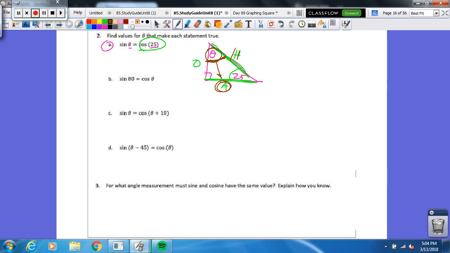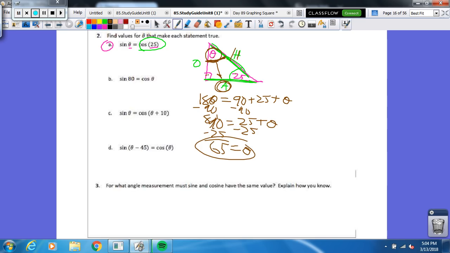So what is this angle? Well, 180 is what all three angles add up to. So that equals 90 plus 25 plus theta. So I can subtract 90. And so 90 equals 25 plus theta. So that would be subtract 25, and I have 65 degrees is theta. There you go. So sine of 65. Boom.